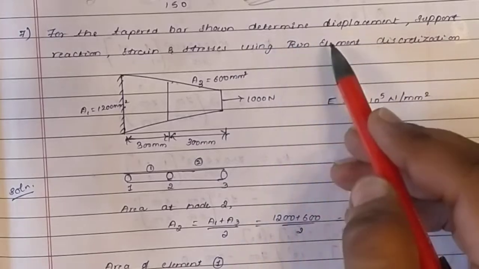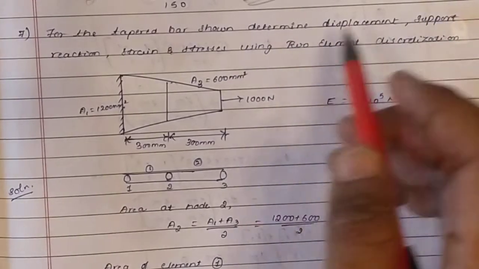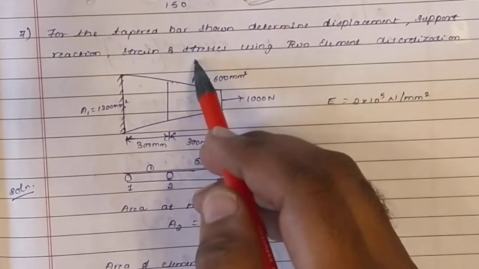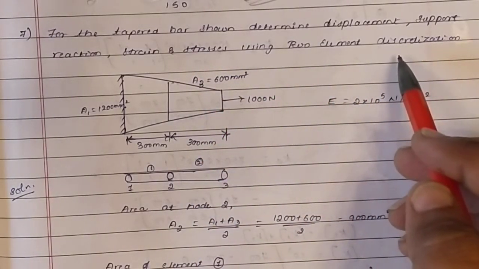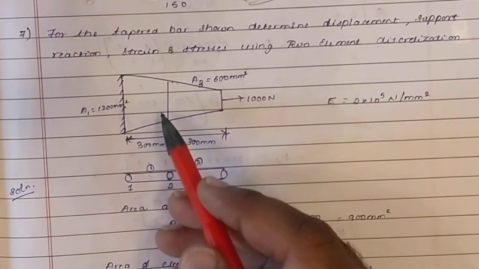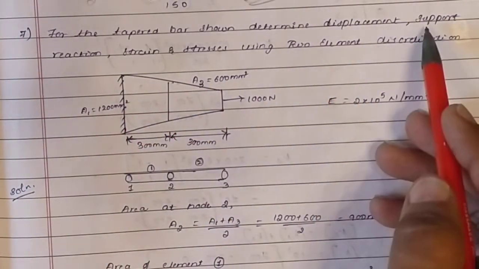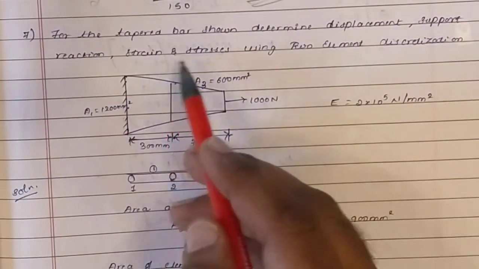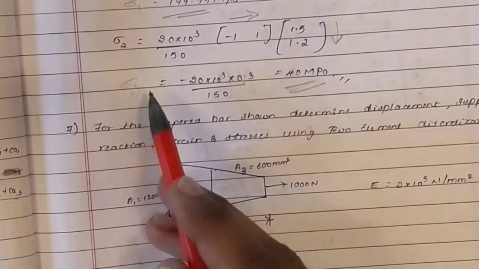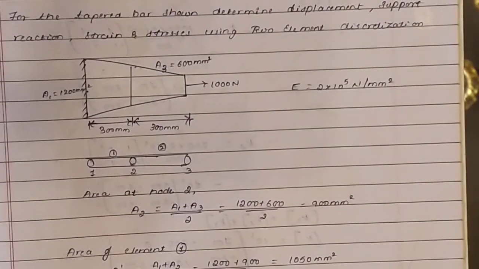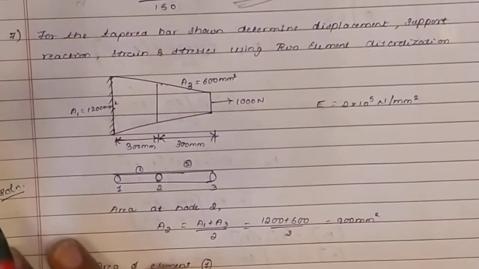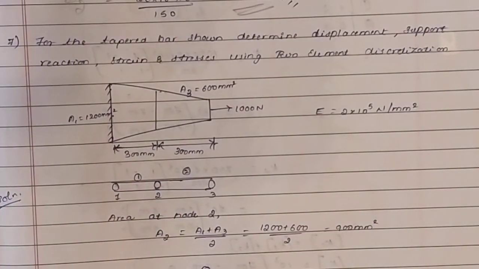For the tapered bar shown, determine displacement, support reaction, strain and stresses using two element discretization. Okay, so here he has given a tapered bar and he has asked to find the displacement, reactions, strain and stresses. So once you find the stress, of course you can find the strain because you know the Young's modulus. Okay, Young's modulus is also stress by strain, so you can find out strain when you know the stress and the Young's modulus of a particular material.